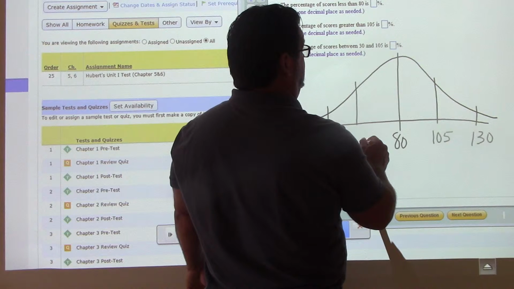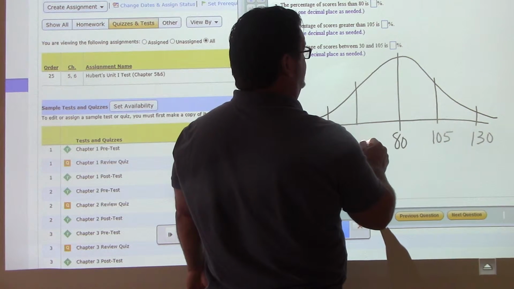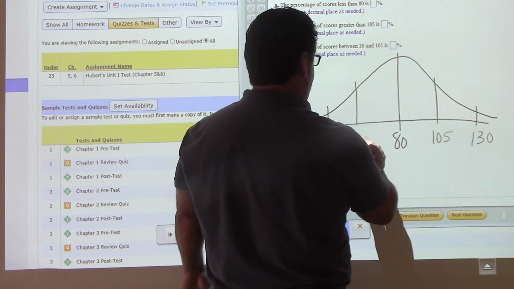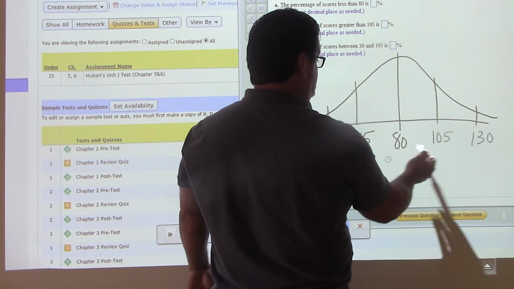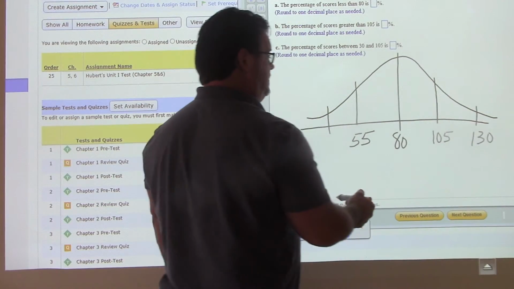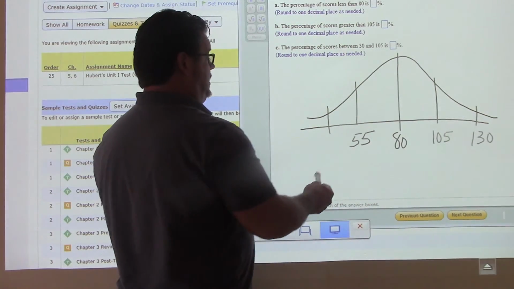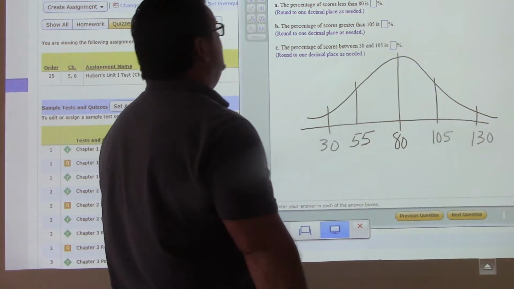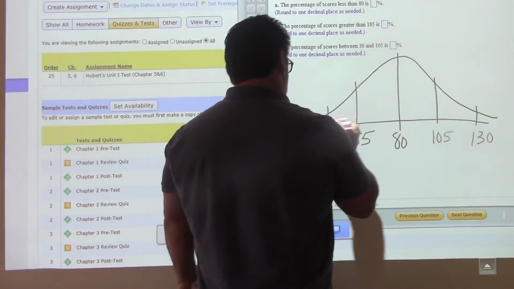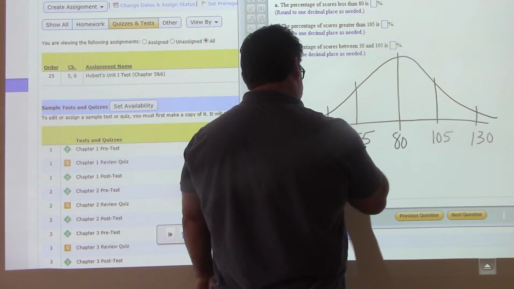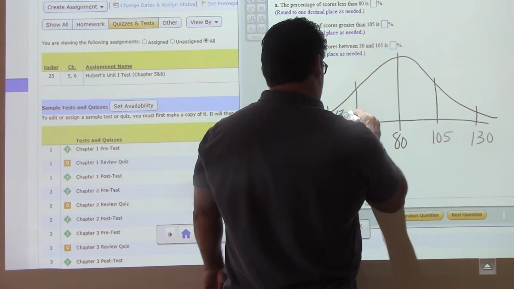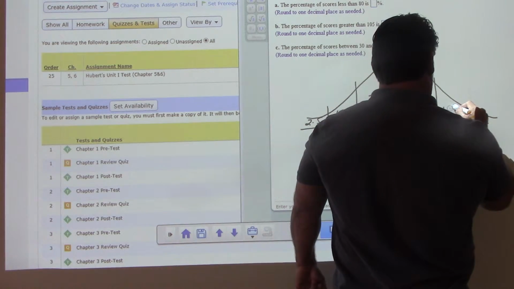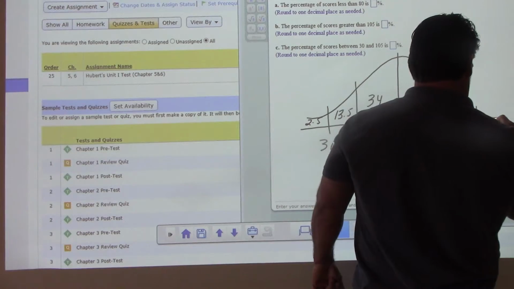Where do you see one? 80 minus 25 is what? 55. Where's 130 coming from? 25 plus 105. And 55 minus 25 is 30. All right. This is 2.5. This is 13.5. 34, 34, 13.5, and 2.5.